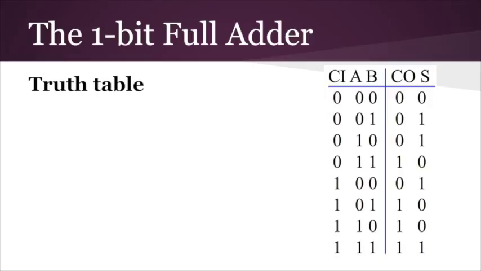The sum is just the result of adding A and B together, and the carryout is just whether or not the sum produced a carry bit.